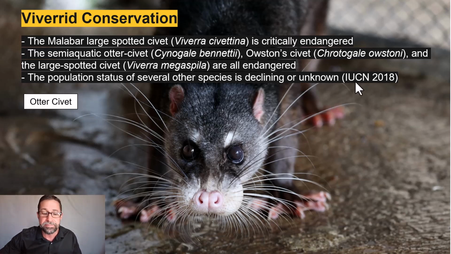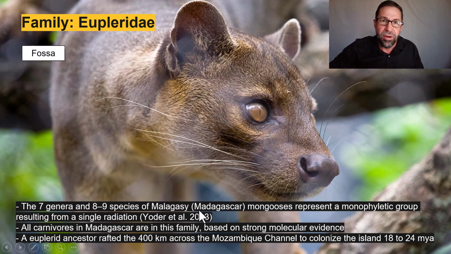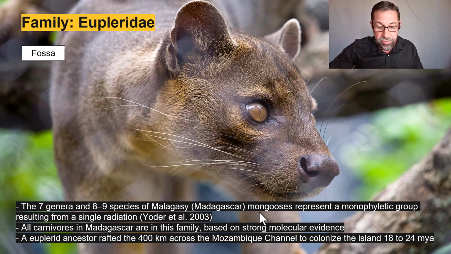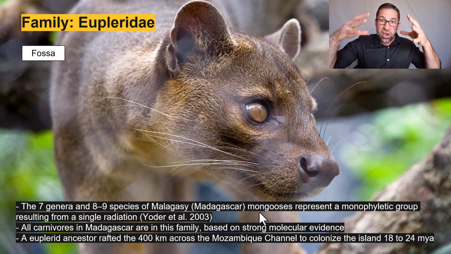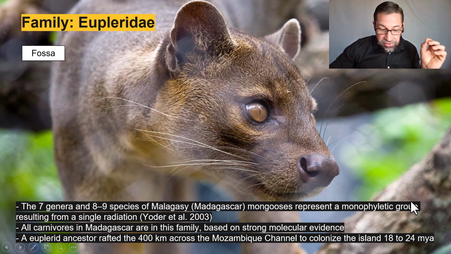The family Eupleridae represents an adaptive radiation of 7 genera and 8 or 9 species of Malagasy, meaning from the island nation of Madagascar, mongooses. The Malagasy mongooses represent a monophyletic group resulting from a single ancestor that colonizes Madagascar and then radiates. So all carnivores on the island of Madagascar are in this family, and that's based on very convincing molecular evidence.